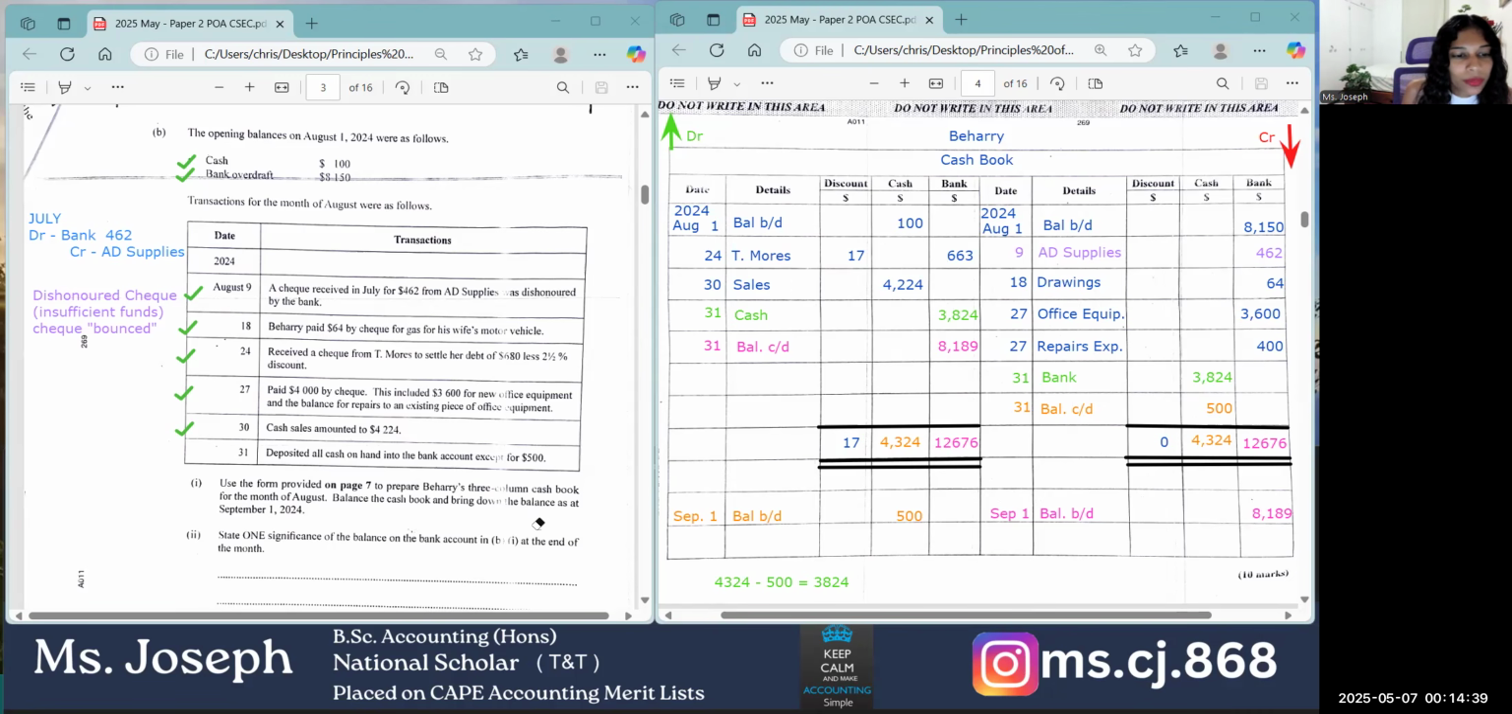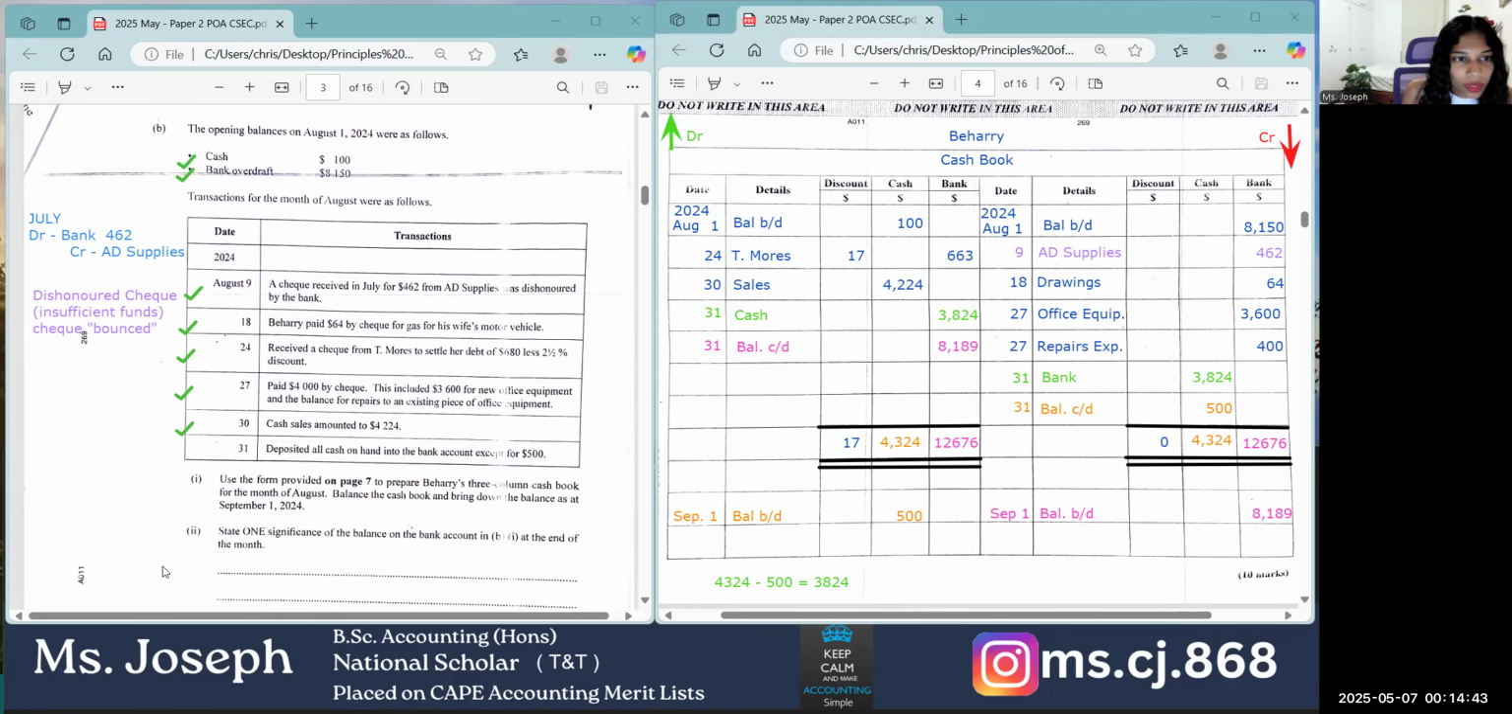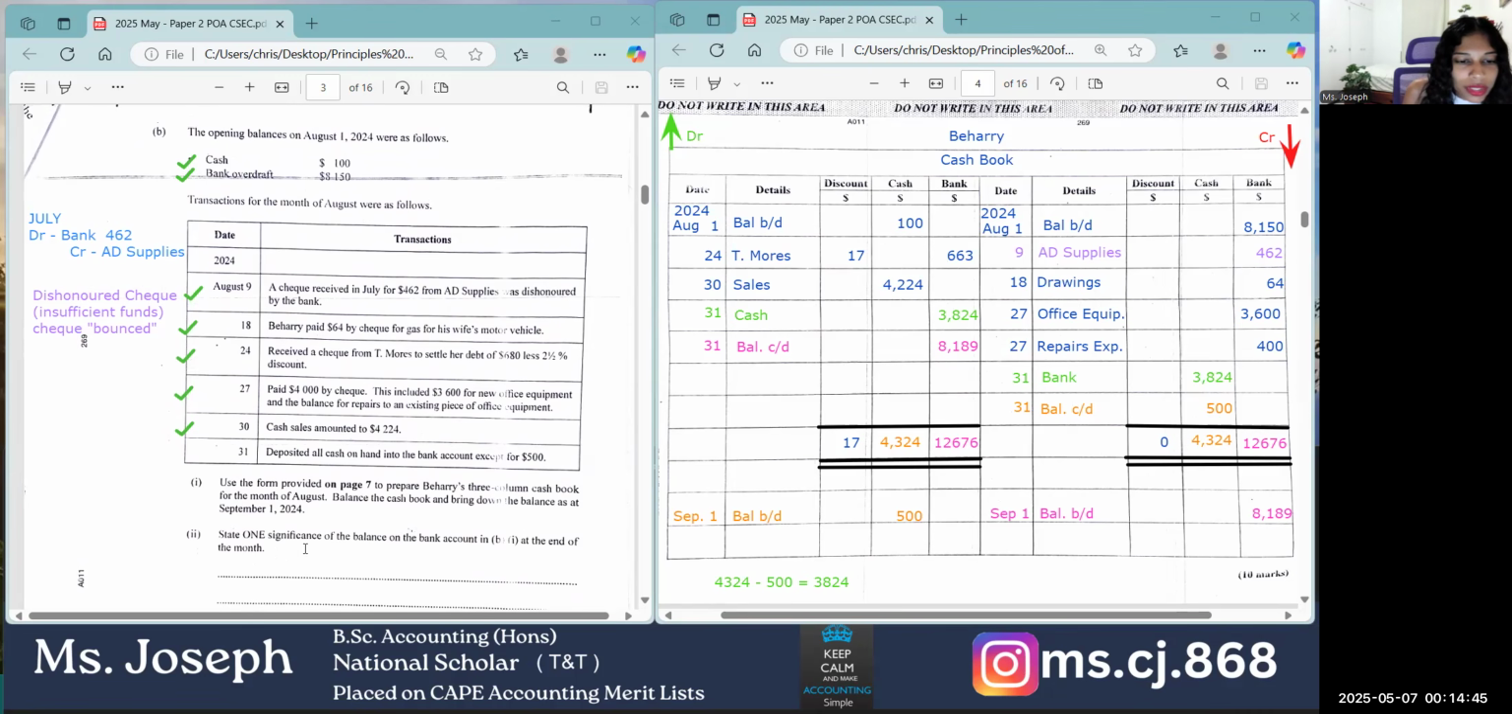And then for 1 mark, they are asking you, state one significance of the balance on the bank accounts in the above at the end of the month. The significance of the balance that is brought down. Notice this balance is on the credit side, and we spoke about that at the start of the question.